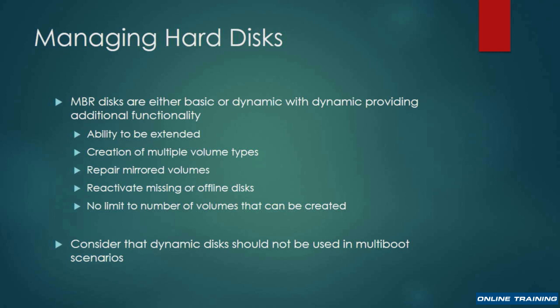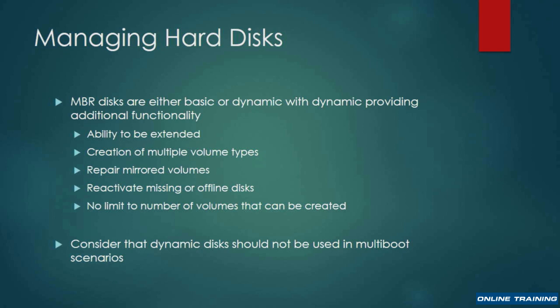When you're using MBR disk, you have another distinction between the two different styles, and that distinction is between basic disk storage and dynamic disk storage. Dynamic provides additional functionality. With dynamic volumes, you have the ability to extend or shrink volumes. You also have the ability to create multiple volume types: simple, spanned, mirrored volumes, striped volumes. You have the ability to repair mirrored volumes. You have the ability to reactivate missing or offline disks. There's no limit to the volumes it can create.